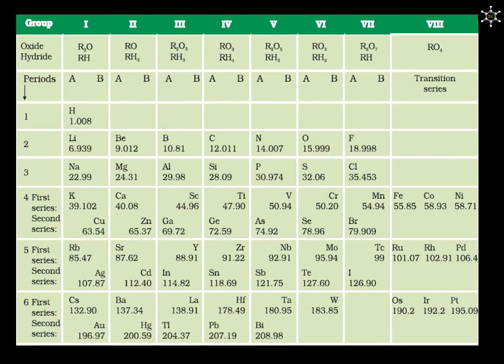This is Mendeleev's periodic table, which has 6 horizontal rows, which Mendeleev called periods. There are 8 vertical columns, which he called groups. From group 1 to group 7, there are 2 subgroups called A and B. In group 8, there are 3 elements.